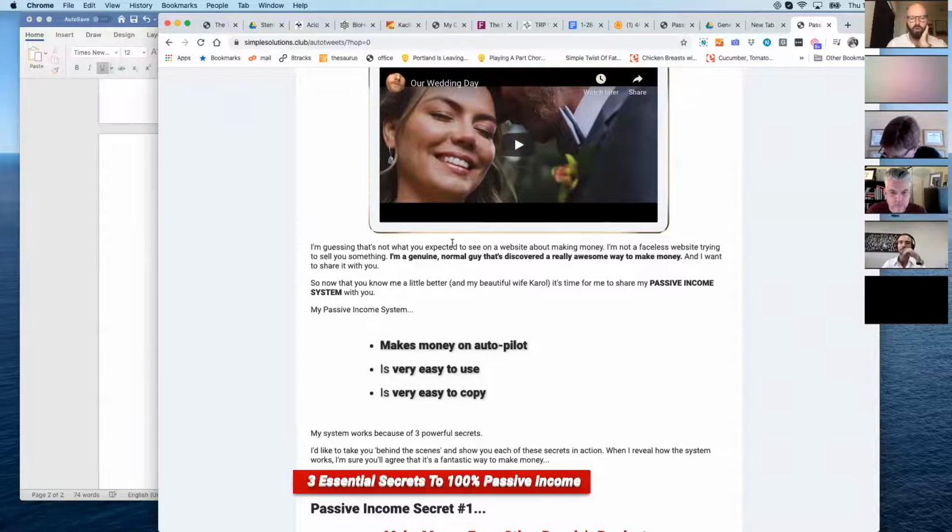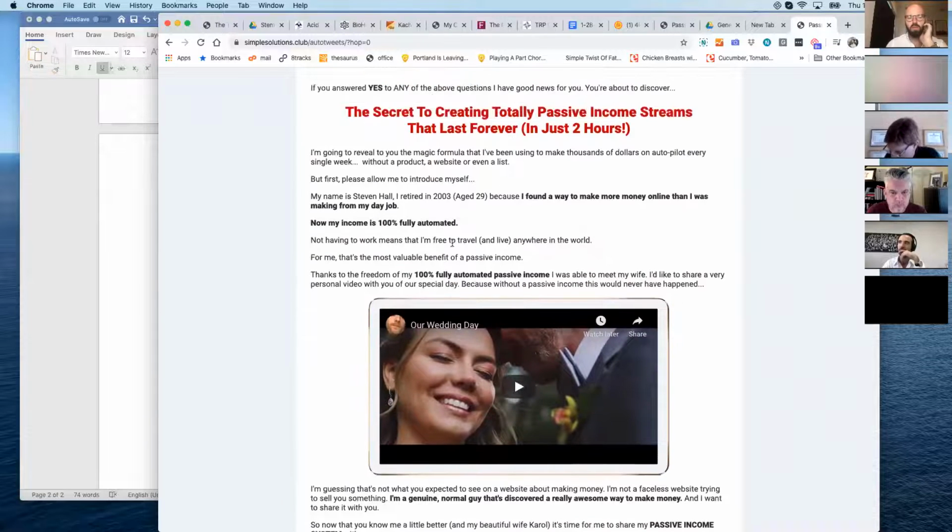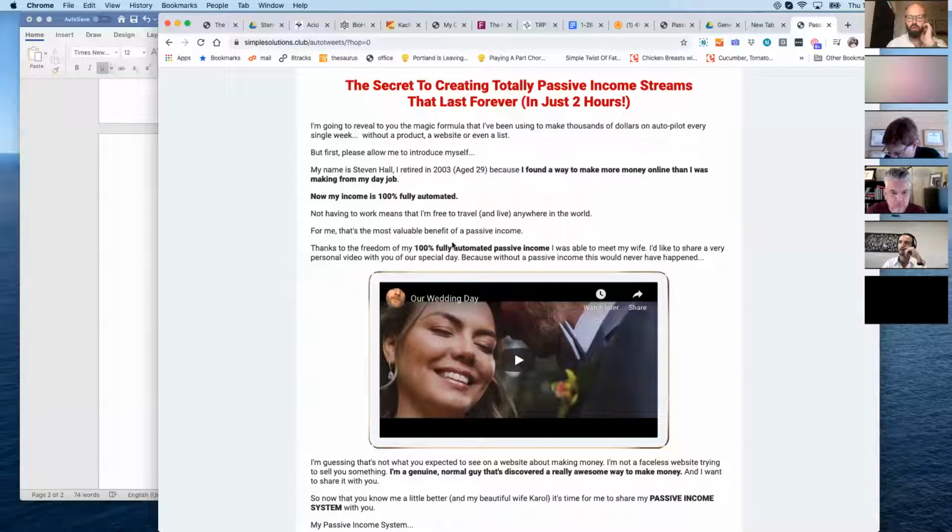Yeah. Well, one thing I want to point out here really quick. Does everyone see how boilerplate this is? How it sounds like every single other make money offer?